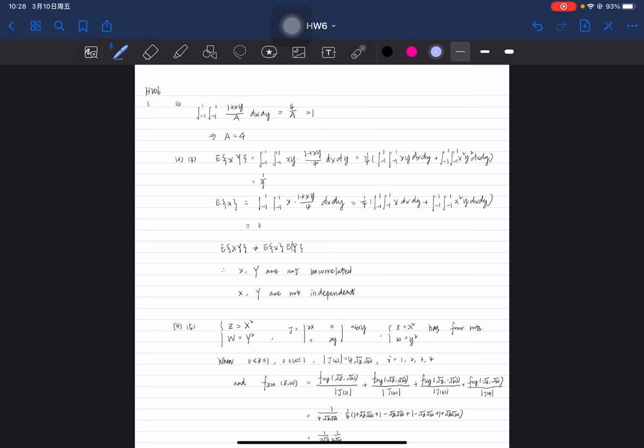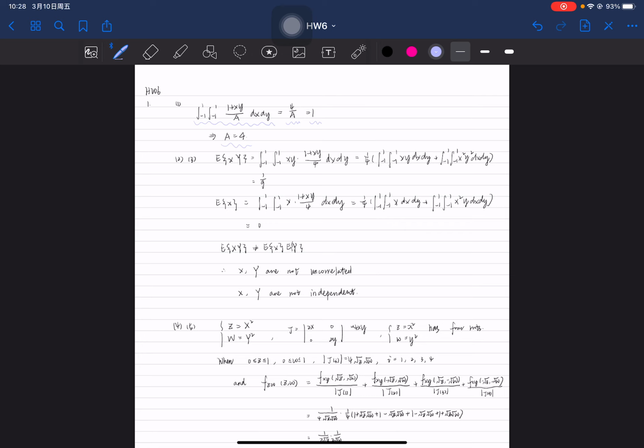Firstly, we need to find a so that the above defined function is a valid joint density function. So the double integral from -1 to 1 of (1 + xy)/a dx dy should equal 1, and we can calculate this as 4 over a, which equals 1, so that we get a equals 4.